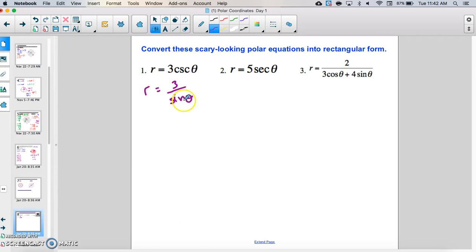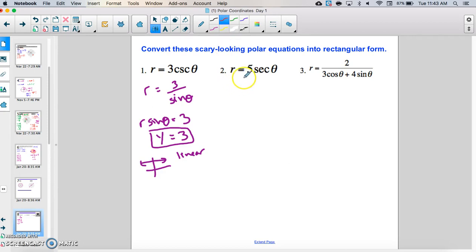And then I don't like fractions, so I'm going to multiply it over. So now I've got r sine theta equals 3. So r sine theta, I know, is what y is. So I'm going to replace that with y, so y equals 3. So I've now converted it from polar into rectangular. If I graph the line y equals 3, that is right here. So this one, if it asked me for the shape, you could say it was linear.